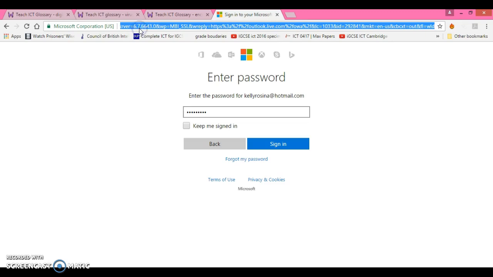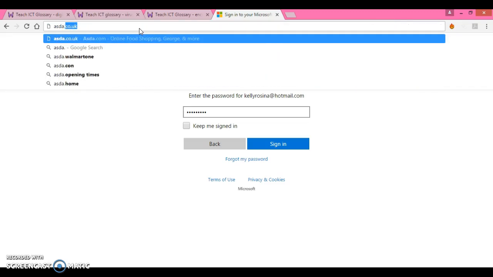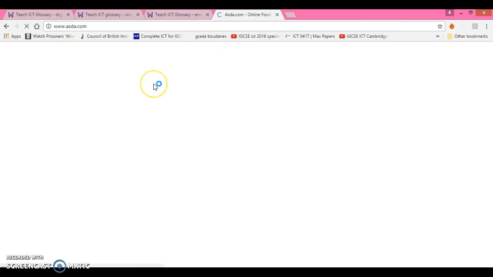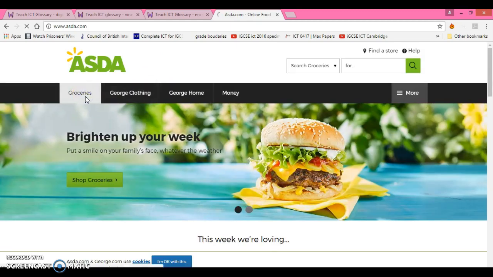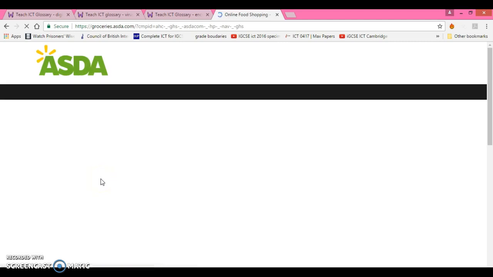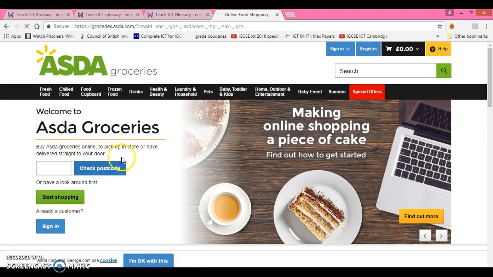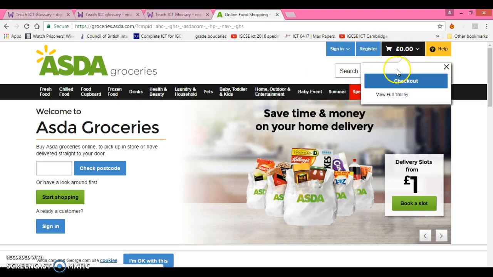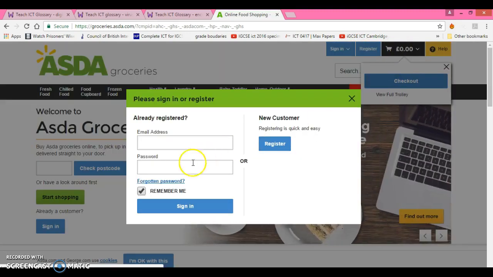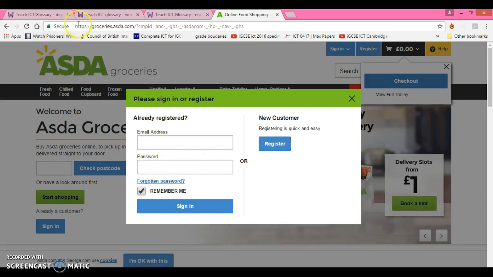The same as if I was to go to a website such as asda.co.uk and I wanted to buy something over the internet. Okay, so if I was to go to groceries, for example, and oh dear, they want a postcode. Okay, so say if I was going to pay for something, if I go to the checkout here, here's an email address and password they want me to log in with. Okay, and you can see that this page is secure.